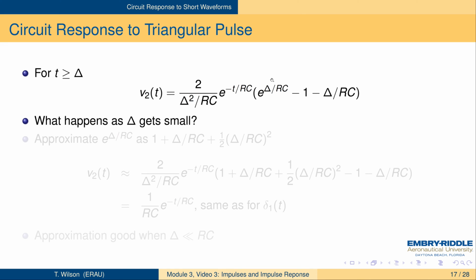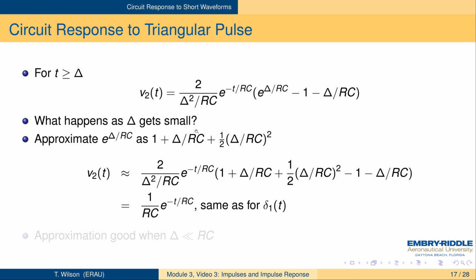Well, last time we approximated our exponential for small delta as 1 plus delta over RC, and that would kill off everything. And we're looking for something interesting, so we go to the third term of the Maclaurin series, and we add in the 1/2 delta over RC squared. And when we do that, the 1 plus delta over RC kills off the minus 1 minus delta over RC. And we have this nice simplification: the 1/2 kills off the 2, the delta squared kills off the delta squared, and one of the RCs kills off the RC there. We're left with 1 over RC e to the minus t over RC, which happens to be the very same thing we got out for the initial square pulse.